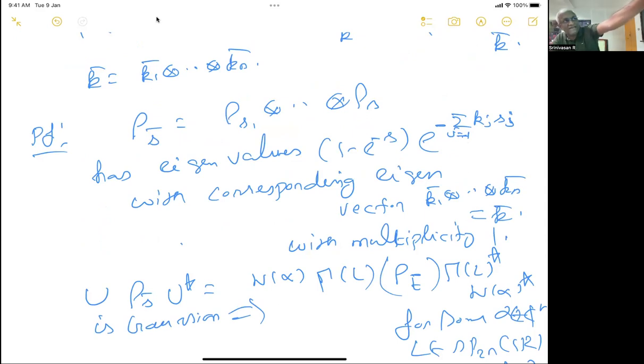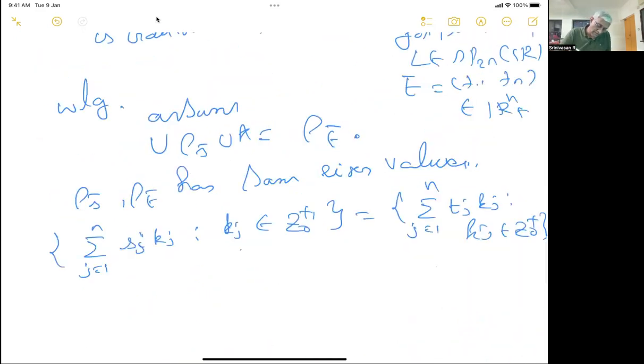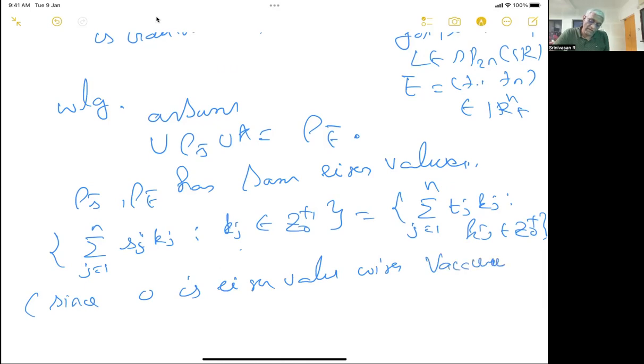Right? So you apply that. That will imply 1 minus e power s is equal to, so on the other hand, since 0 is an eigenvalue with vacuum vector as eigenvector, and it's true for both of them. Rho t bar also, the 0 is the eigenvalue there, right? So that means kj is 0. The other part is not there.